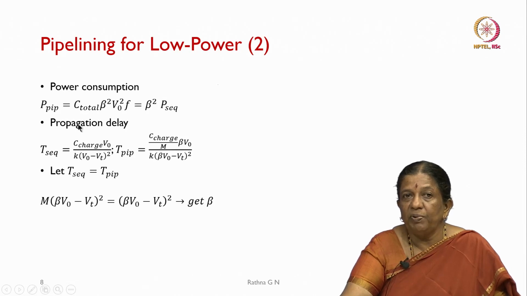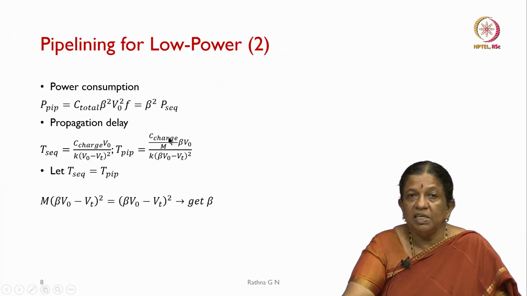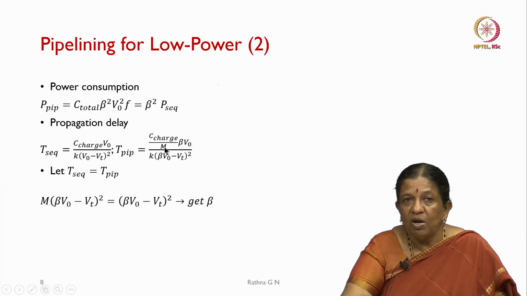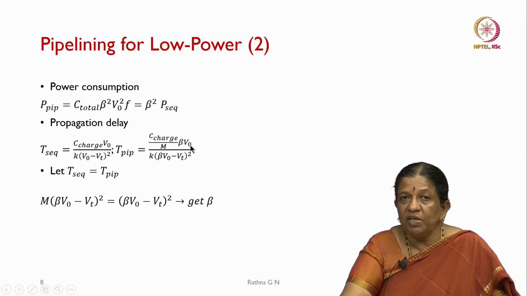Then what happens to our propagation delay? That is T sequential, which is C charge into V naught divided by K into (V naught minus V t) whole squared. For the pipeline case, we said the charging unit is reduced by M, which in this case we have taken as 3. So it becomes C charge by M, into beta into V naught. We are substituting V naught with beta into V naught, and here also K into (beta into V naught minus V t) whole squared.